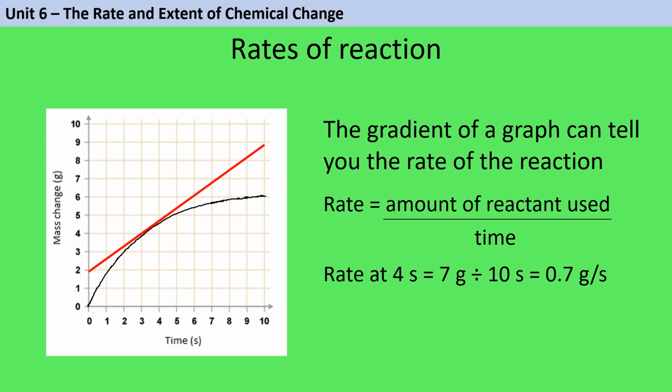So the rate is 0.7 grams per second. But if we draw another tangent at 7 seconds, where the graph is flatter and we know the rate is slower, we can see that here the mass only changes by about 2 grams in 10 seconds, so therefore the rate is 0.2 grams per second.